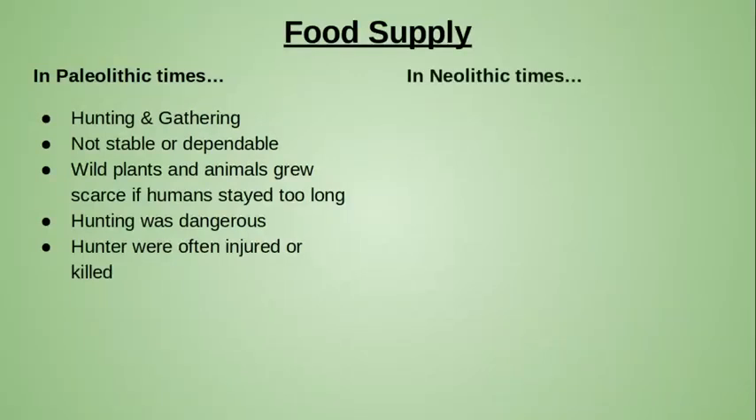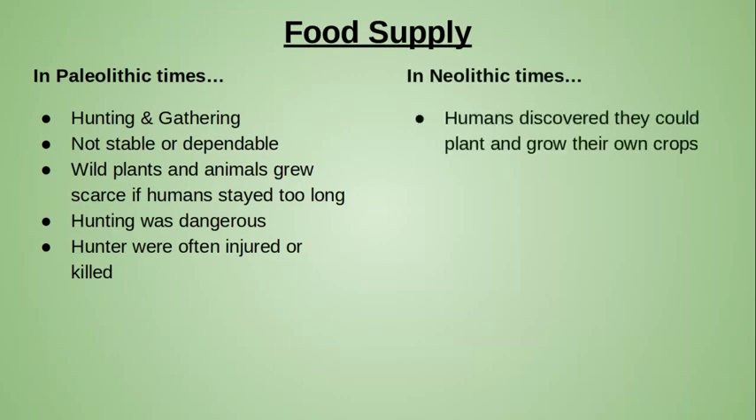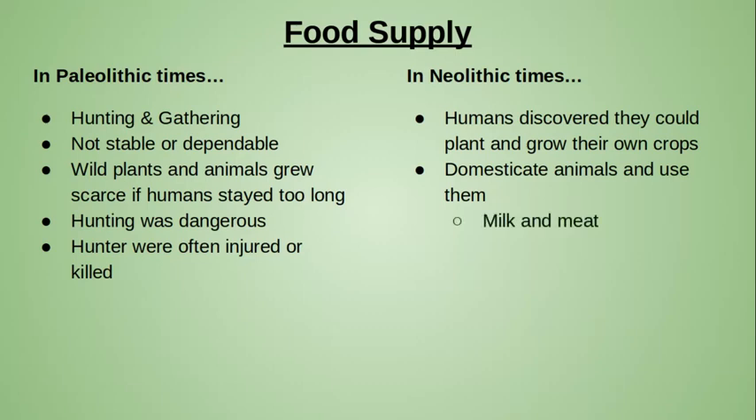In Neolithic times, again, we discovered that we could plant and grow our own crops. We could start domesticating animals, which means kind of capture animals and use them for our own purposes, mainly for the sources of milk and meat in the beginning. And then eventually we learned that animals can be used for transportation. We can use them to plow the fields. We can use them to hitch carts to and ride around.